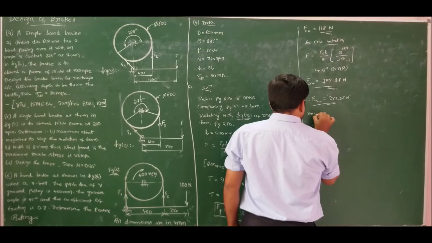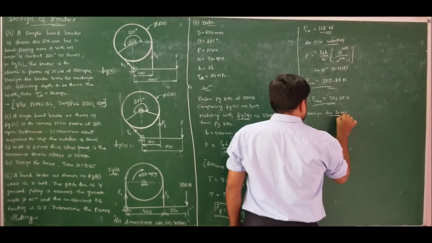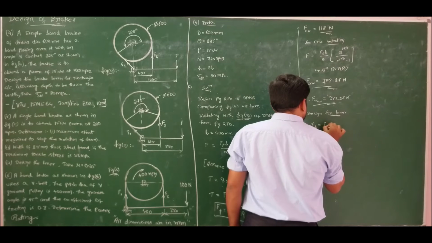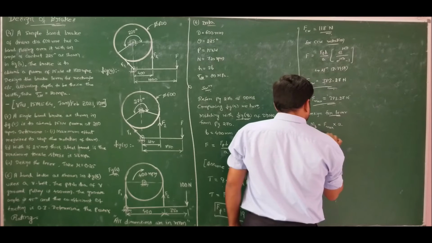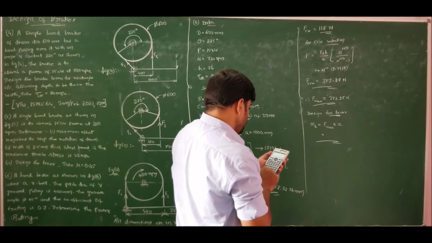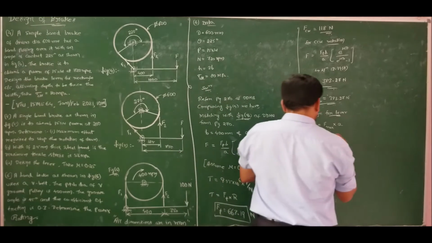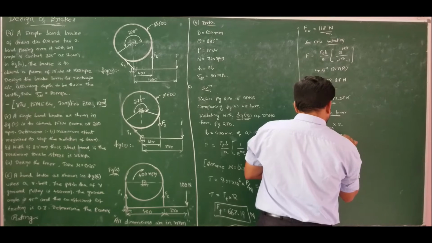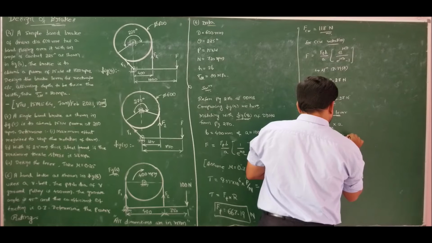Now using F max, I can design the lever. Now if I move to the design of the lever, we have the bending moment as force into perpendicular distance, that is F max into A, which is turning out to be 383.27 into 1000, which is 383,271.5 Newton millimeters.